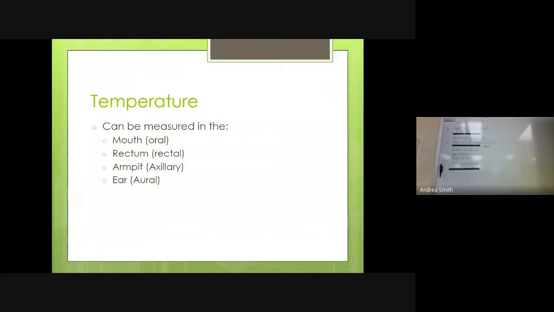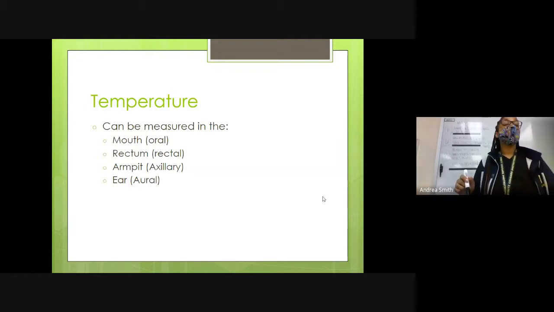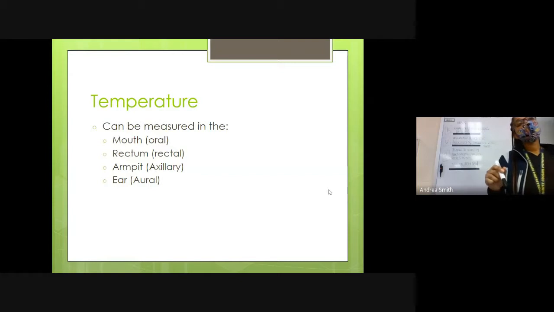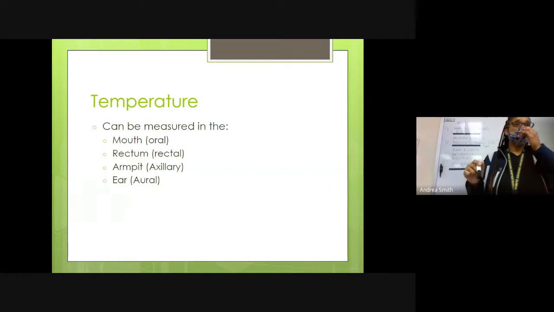So the temperature can be taken 4 ways. It can be taken in the mouth, oral, in the rectum, rectally or rectal, in the armpit, axillary, and the ear, aural.